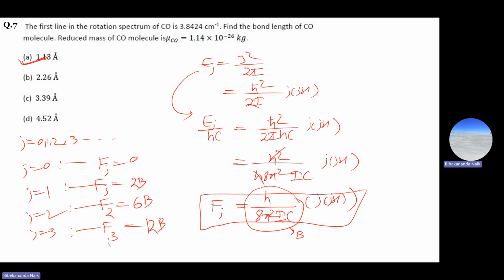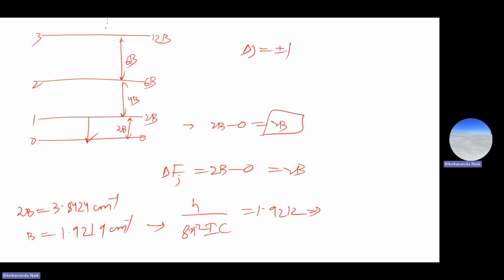For different values of J there will be different energy levels, and they are not equally spaced. The first line will correspond to the transition between J equal to 1 and J equal to 0, because the selection rule is delta J equal to plus minus 1. So according to the selection rule, 2B will be the first line, and the value of 2B is given to be 3.8424.